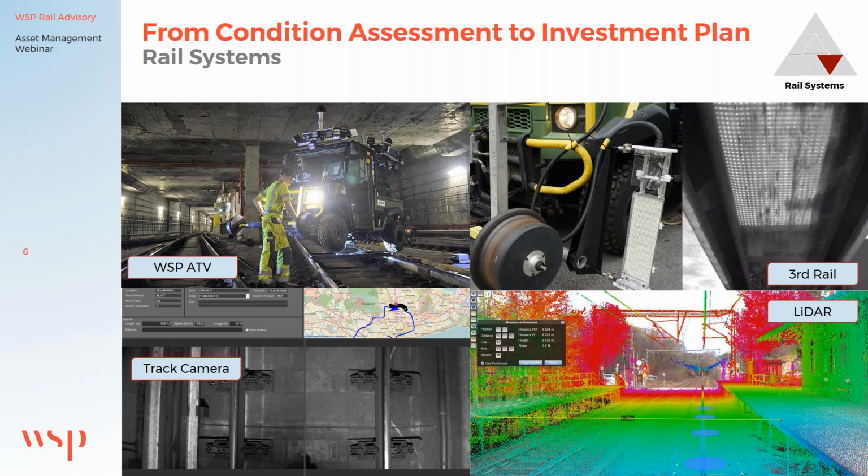It takes pictures of the third rail, pictures of the track, and it's also able, with the LiDAR technology, to do a scanning of all assets in order to make measurements and so on. Everything can be integrated fully in IBM Maximo.